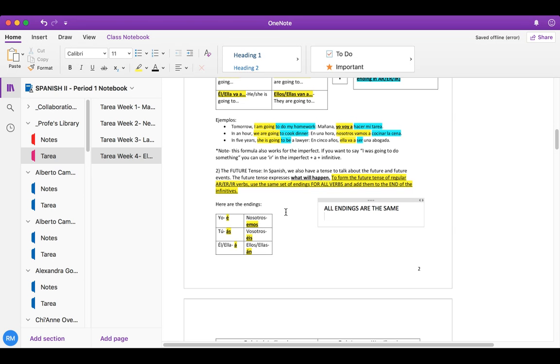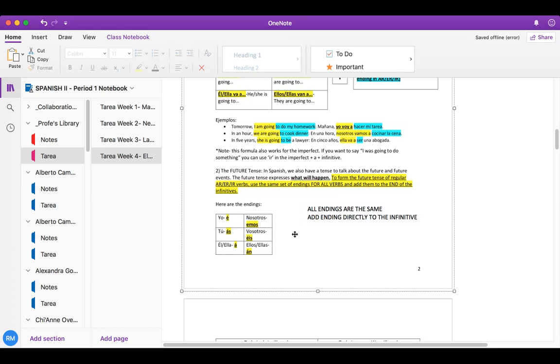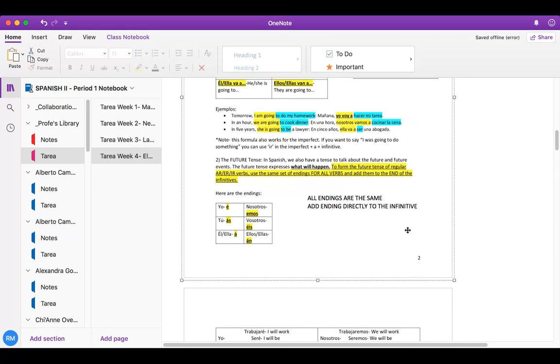And then the other thing is add endings directly to the infinitive. So I do not have to, when I conjugate in the future tense, take off the AR, the ER, the IR like we do for every other verb tense. Okay? You do not have to take off the AR, ER, or IR. We are adding these endings directly to the infinitive. Directly to the infinitive. Okay?